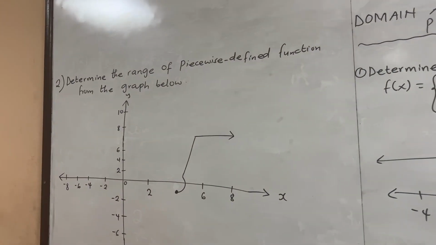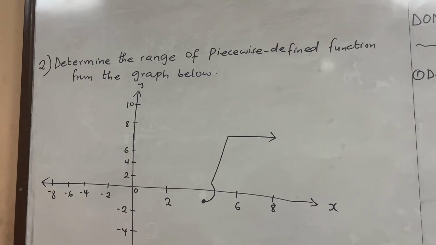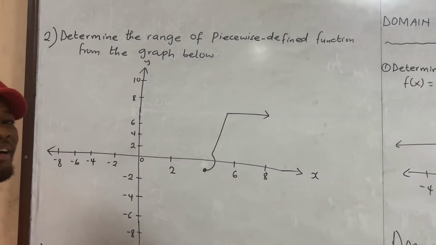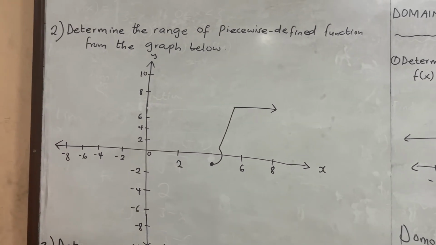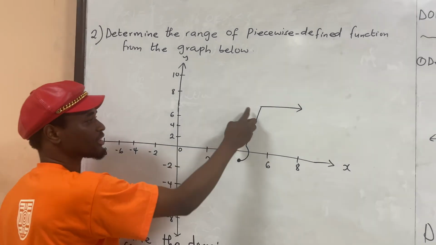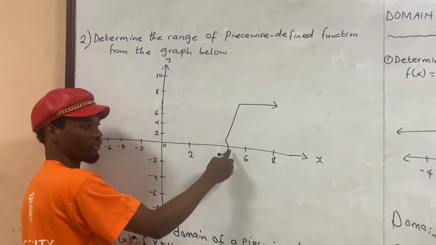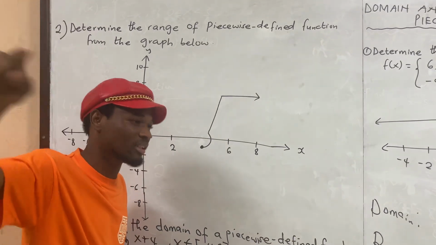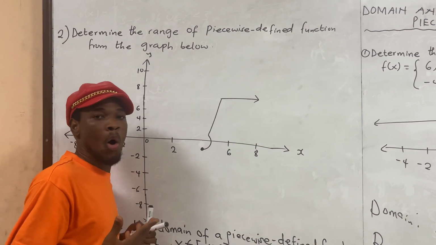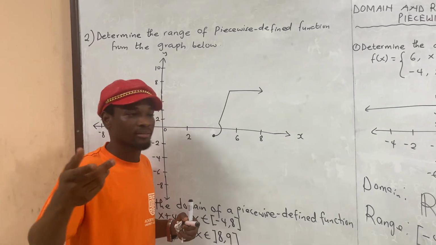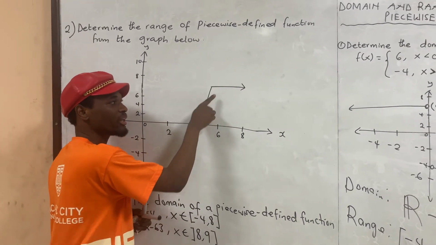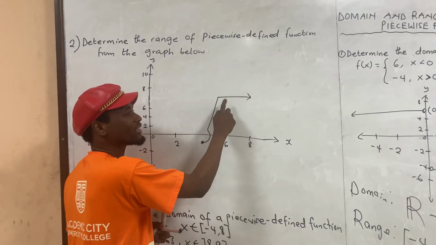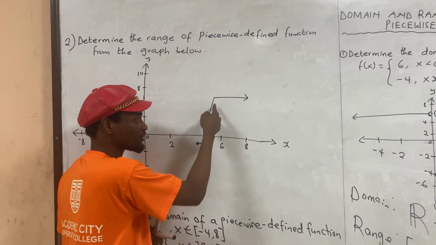So viewers, let's tackle this question. It says determine the range of the piecewise defined function from the graph below. This is very simple, right? So now we have this graph. This is one part of the graph, we call it a piece. Remember, piecewise. This is a piece or a segment. So we have one piece this way and another piece. In other words, this represents a function, and this represents a function.